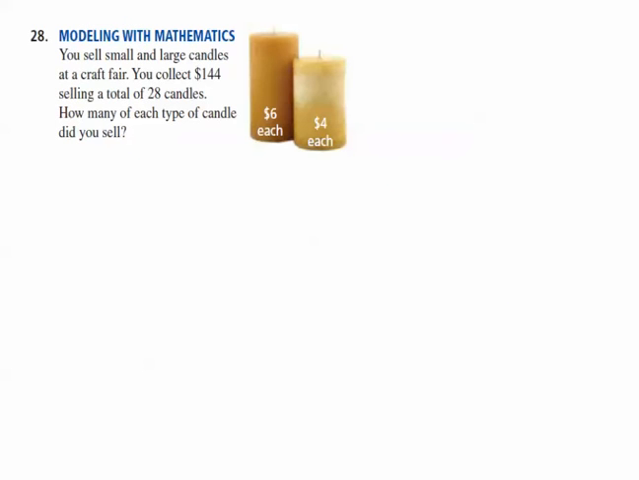Okay, we'll do one more word problem. I don't think, again, that this can be solved using graphs that easily, but it's not going to matter. We have, by this time, learned all 3 strategies for solving systems of equations: graphing, substitution, and elimination. So let's see what we have here. You sell small and large candles at a craft fair. You collect $144 for selling a total of 28 candles. How many of each type of candle did you sell?